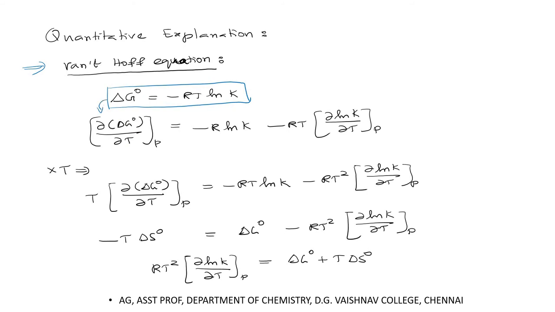Dou delta G naught by dou T at constant pressure equals, here R is constant anyway, and we have two terms, one is temperature, the other one is ln K. So we have to differentiate this by the UV method. First I'll keep R ln K as such, so minus R ln K. If you differentiate temperature, you will get 1. Then minus, keep minus RT as such, differentiate ln K with respect to temperature, you will get dou ln K by dou T at constant pressure. Then multiply throughout this equation by T.